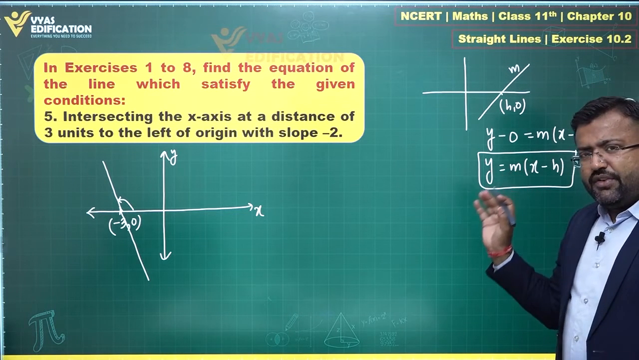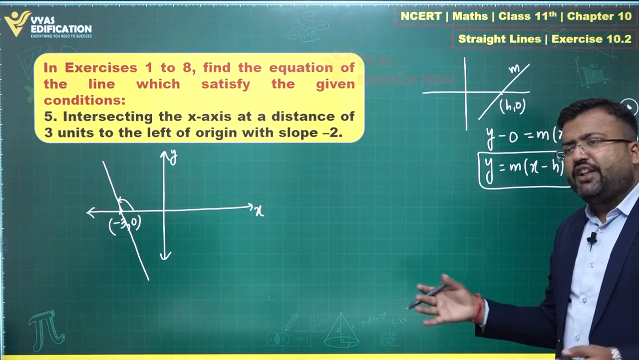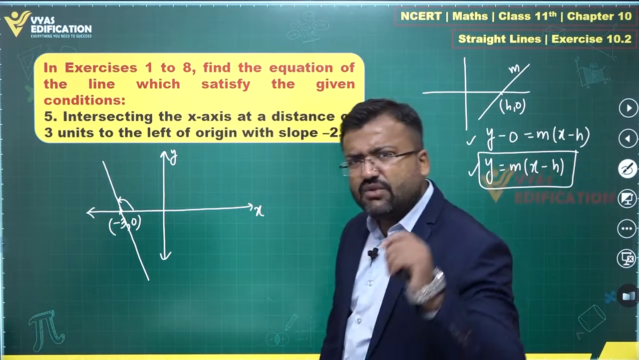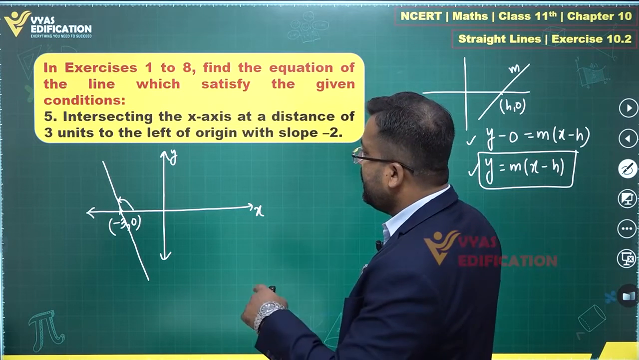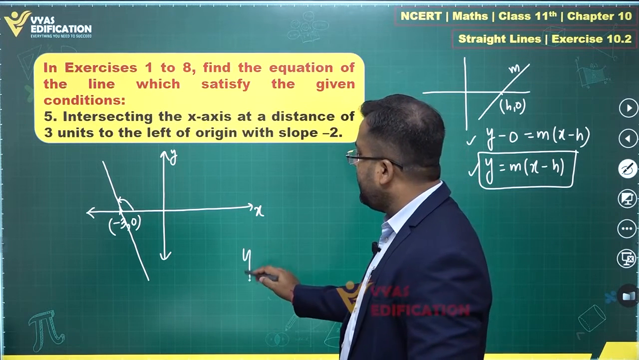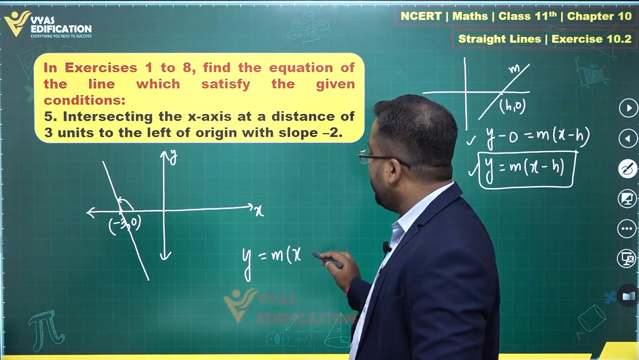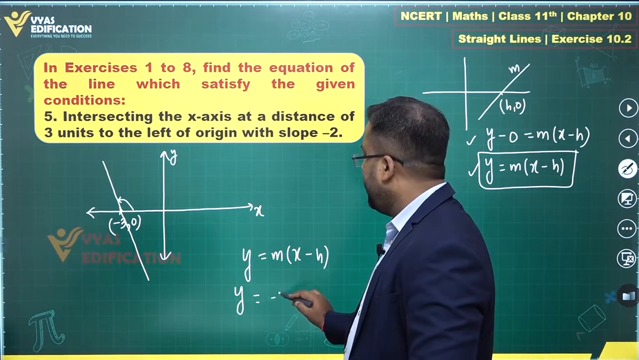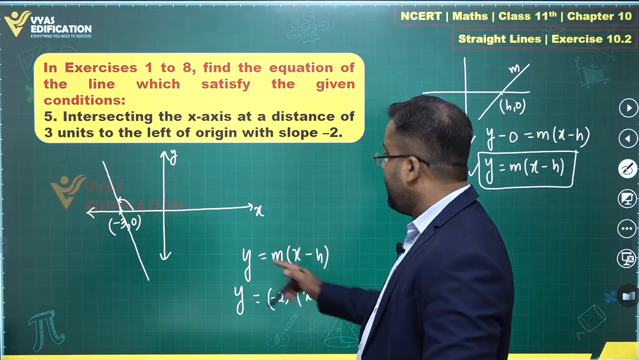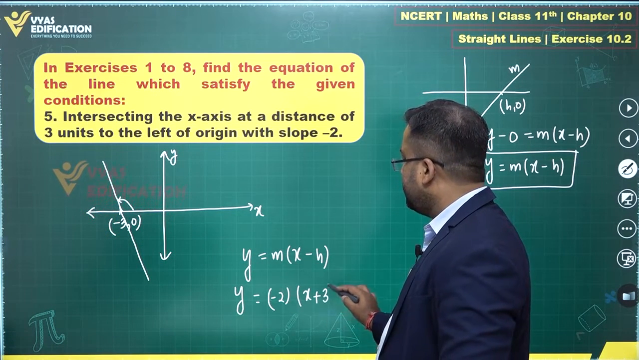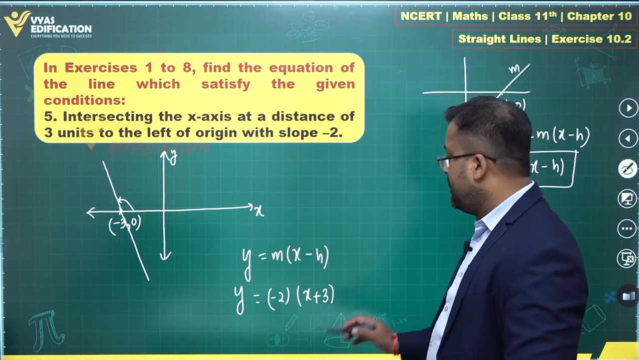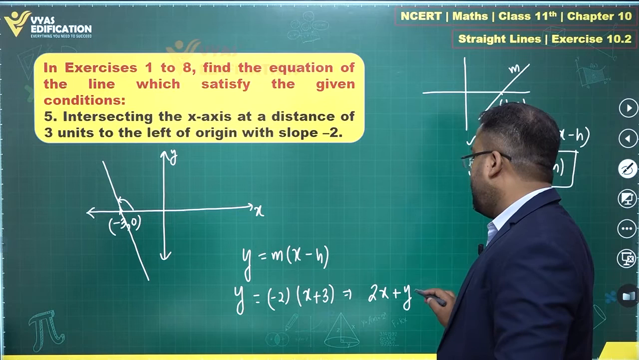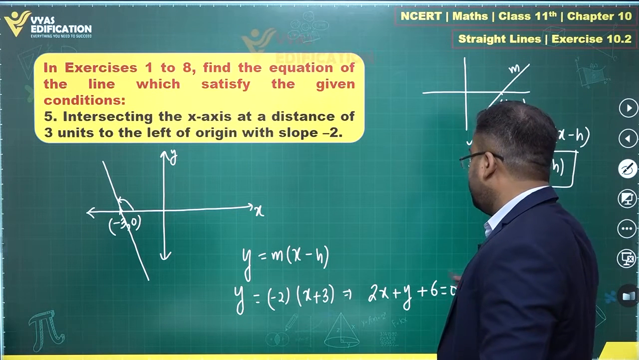But instead of remembering this form, we can also use the simple idea of point slope, on the basis of which this form is derived. I am okay with any of those approaches. The important thing here is y equals m times (x minus h). If you apply this, y is equal to m, which is minus 2, times (x minus of minus 3), which becomes this. And this further simplifies to 2x plus y plus 6 is equal to 0.